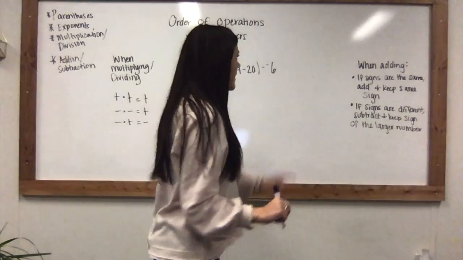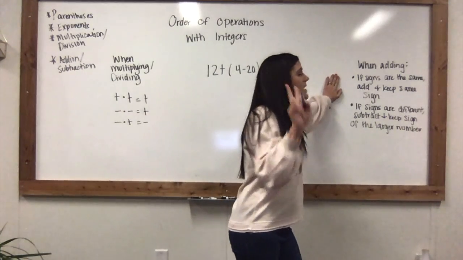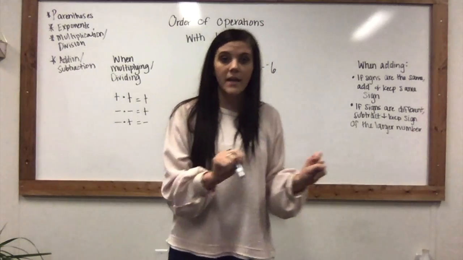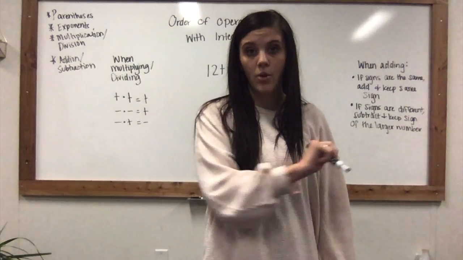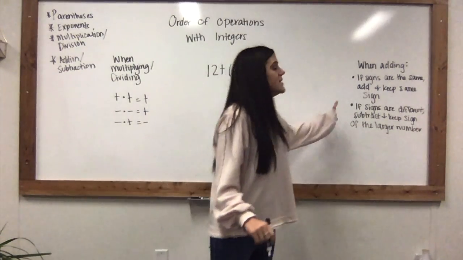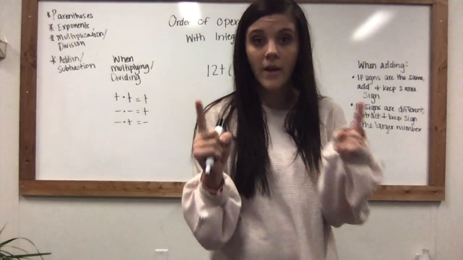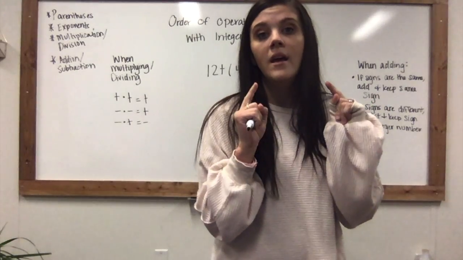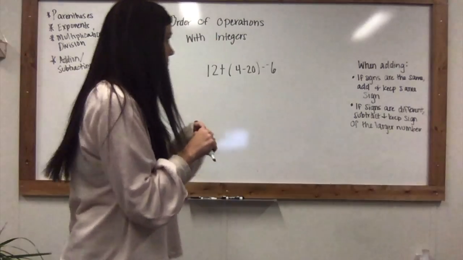So let's start with adding. If we are adding and the signs are the same, so if they're both positive or they're both negative, then you will add them together and they will keep the sign that they already have, okay? If the signs are different, you will subtract the absolute values of the numbers and then take the sign of the number with the largest absolute value. So we'll look at that in just a moment.